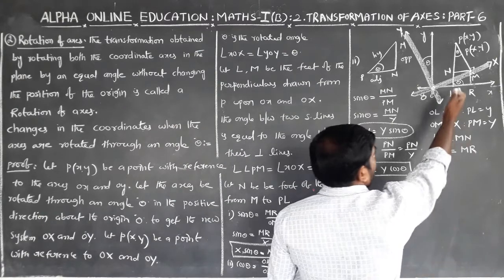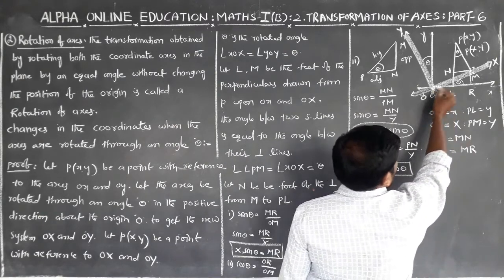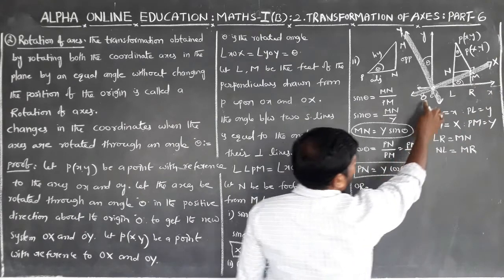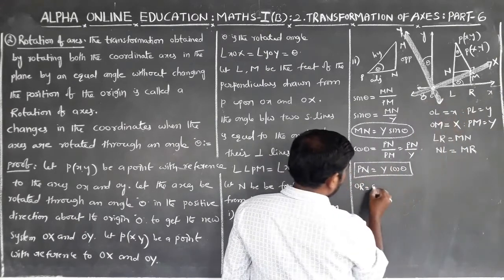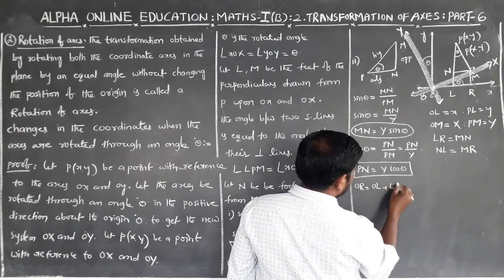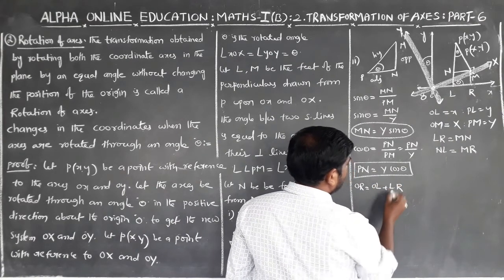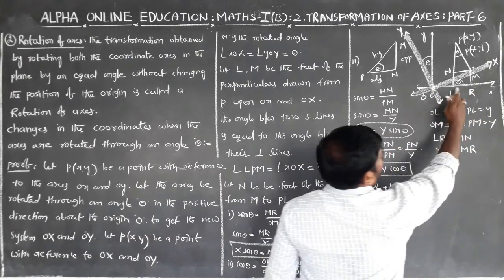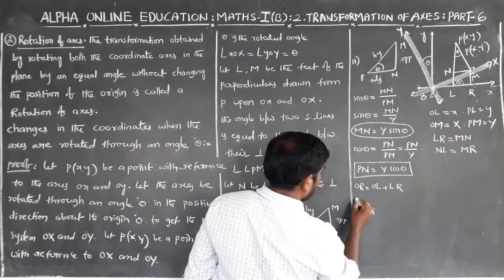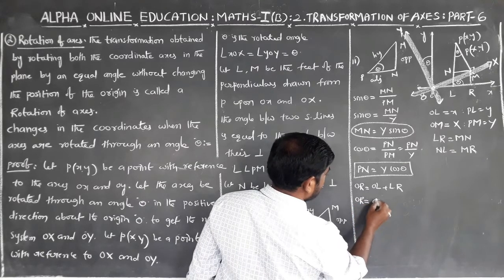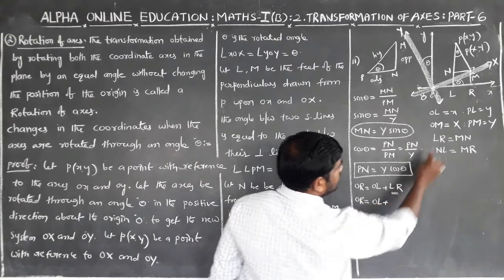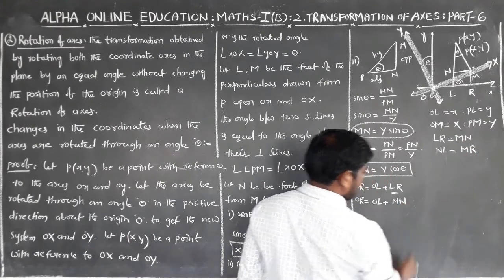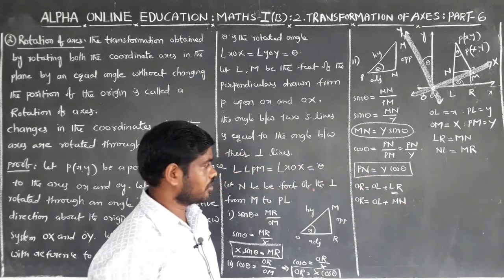Observe here from the diagram, OR is equal to OL plus LR, and LR is equal to MN.